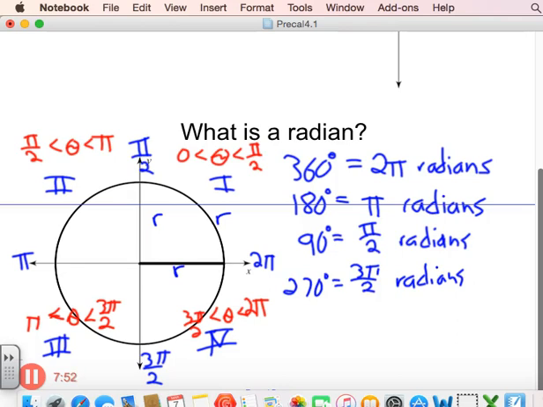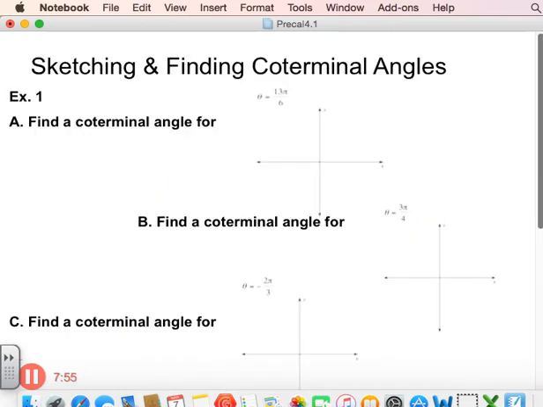All right. Now let's look at how to sketch and find coterminal angles. Coterminal angles is kind of what it sounds like. They're angles that are terminal at the same spot, right? So they have the same initial side, of course, and the same terminal side. So it says find a coterminal angle for theta equals 13 pi over 6. For angles to be coterminal, you've got to do another full circle in either direction to stop at the same terminal side. A full circle in radians is 2 pi.